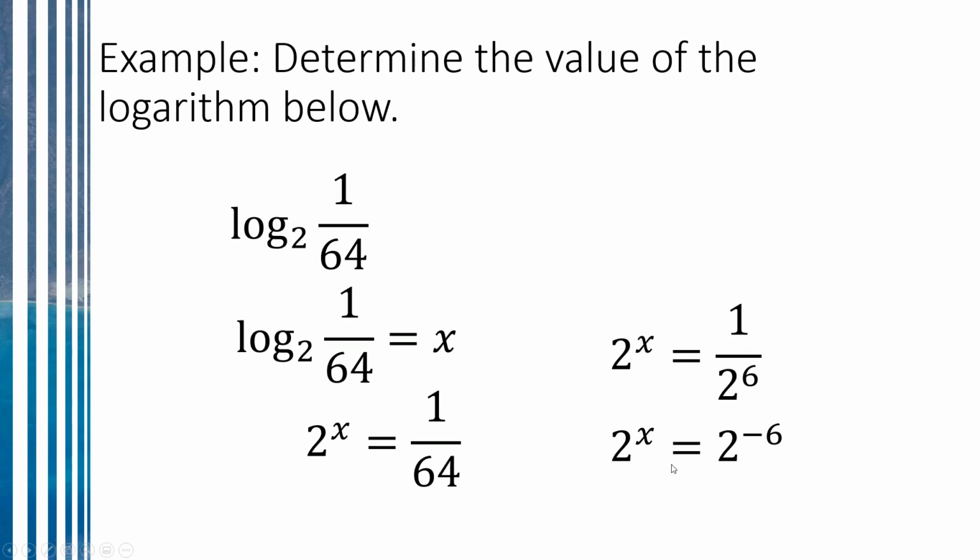So we could say 2 raised to x is equal to 2 raised to negative 6. Therefore, we could say that x is equal to negative 6. So this would be our answer. The logarithm of 1 over 64 with the base 2 is equal to negative 6. Take note that since they have the same base, x is equal to negative 6, because this is our x. And this is our final answer.